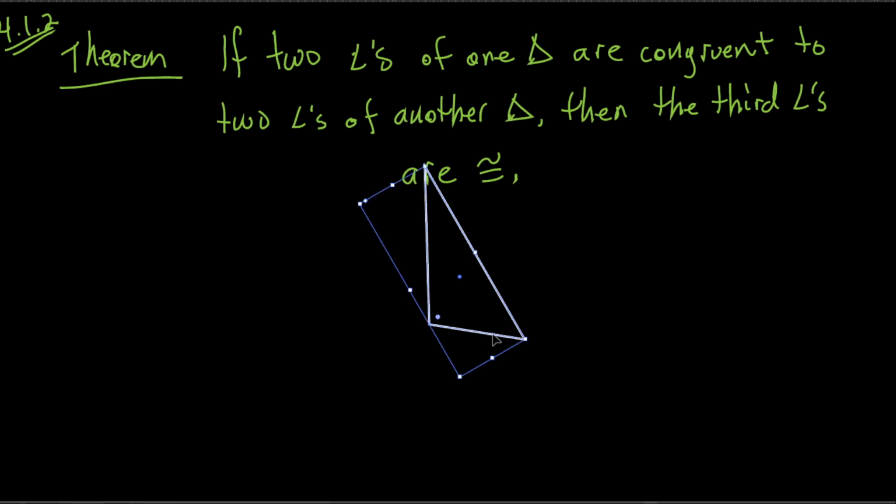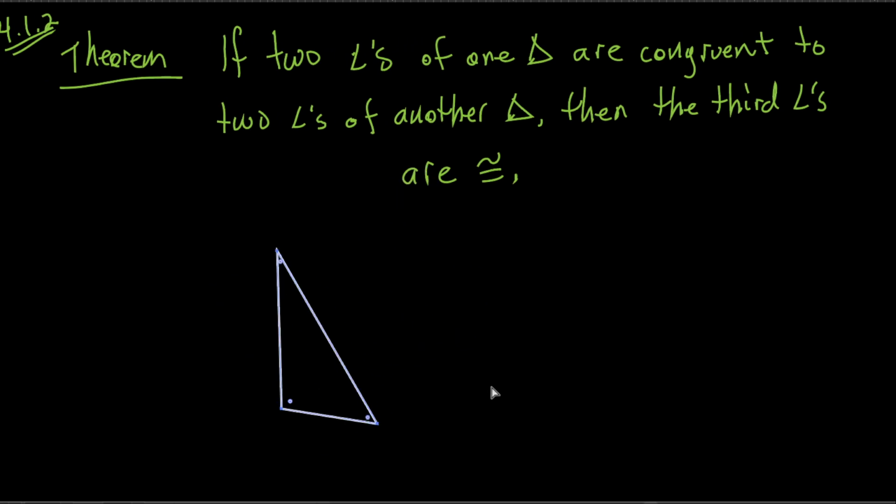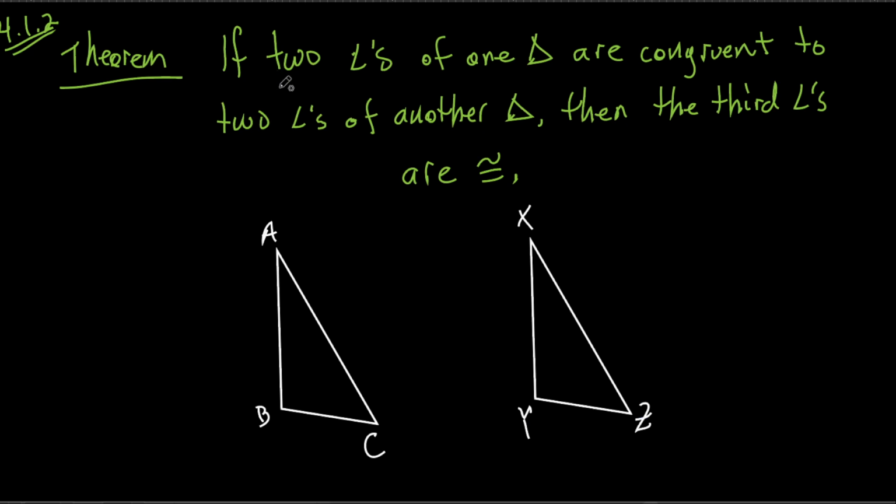All right, now watch what I'm going to do. I'm going to move this, copy and paste, move it right there. Now in the book, they kind of flip them around. I'm just going to make it super easy for you and just keep them the same, orientation and all that kind of stuff. But if I call this A, B, C, and I call this X, Y, Z, what's it say? It says if two angles of one triangle show you that they're congruent to two angles of another triangle.